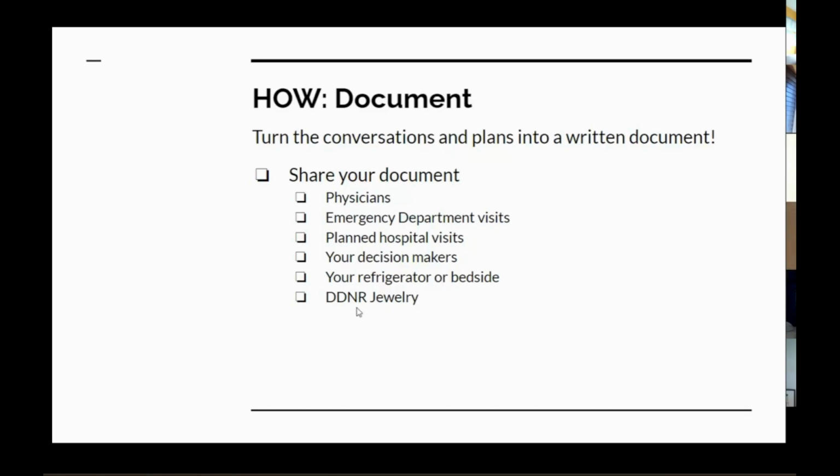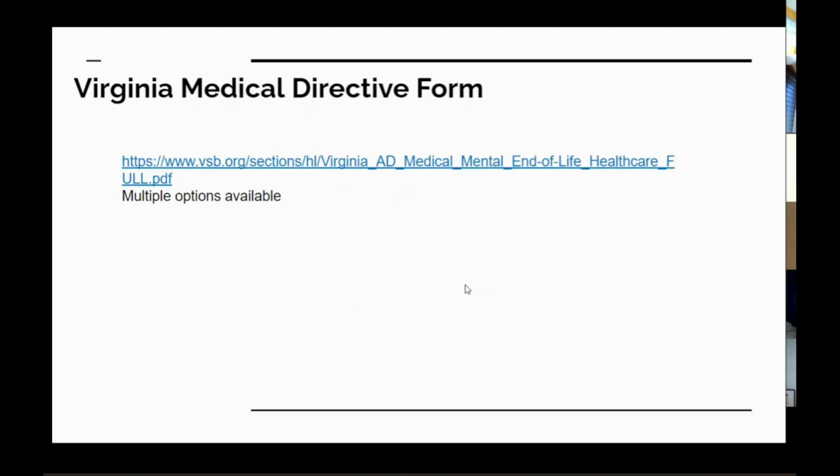If you decide to do a DNR at any point, you can get jewelry made so you can have it on your person, so that if you were in the community and have an arrest, the EMS knows what to do. And within your home, it's a good idea to keep it somewhere that is easily accessible, especially a DNR, because you don't want an ambulance to come in and start to resuscitate you when you don't want that. Common places to leave that actual document might be your refrigerator or above your bed, so that EMS knows do not resuscitate.